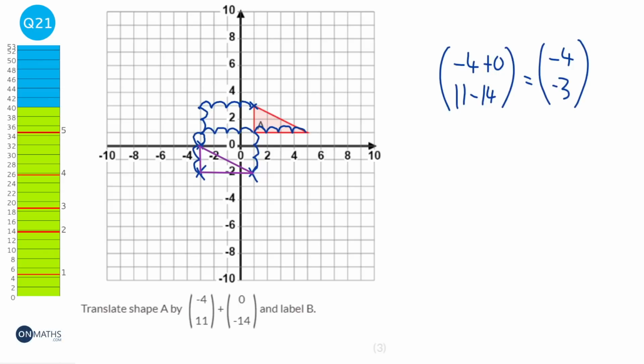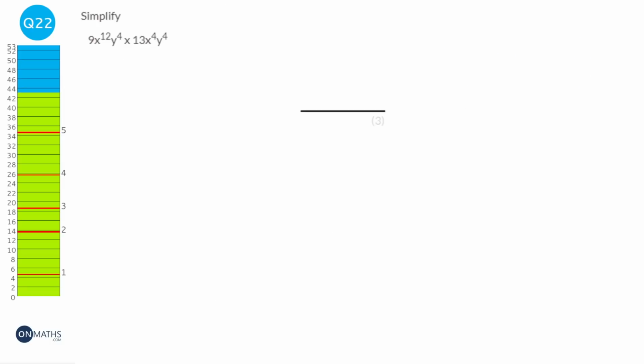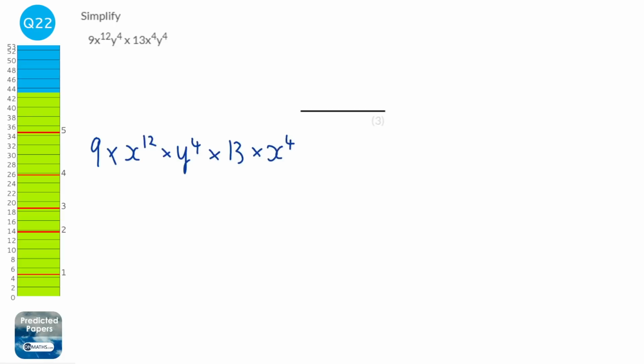And label the new shape B. There's a lot going on with this question, so I'm going to put in all of the times signs that we don't normally show. So we've got 10 times 12x times y to the power 4 times 13 times x to the power 4 times y to the power 4.